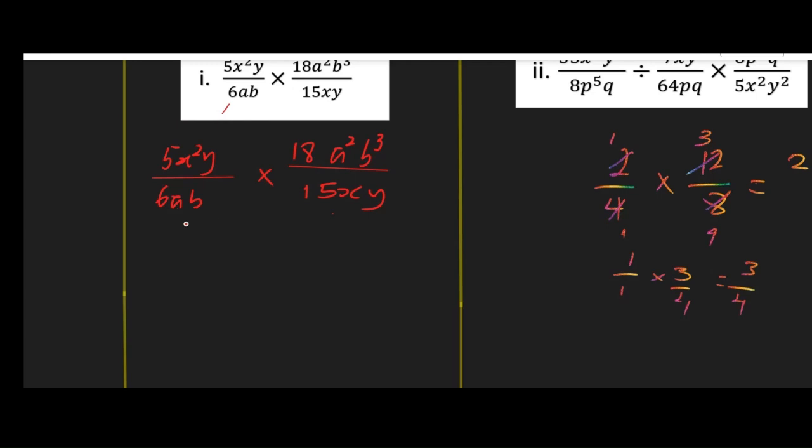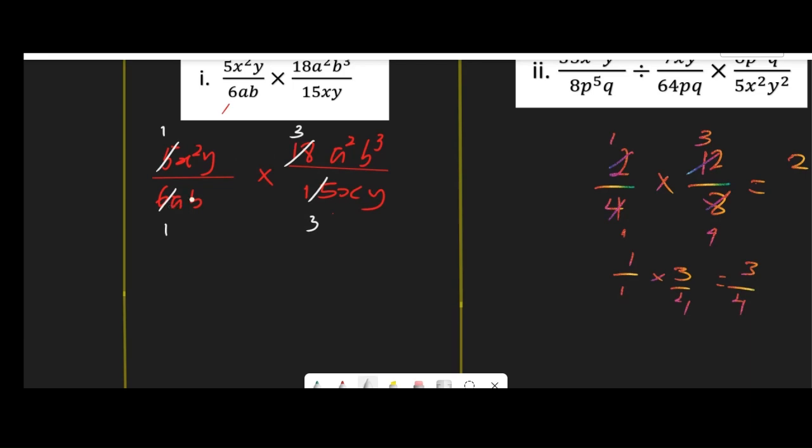Here I don't think it is possible. 5 cannot go into 6, and for 18 and 15, maybe you can use 3, but that's not what I'm going to do here. I will just do cross cancellation, and that will be quite easier. So let's see how we cancel out. 5 goes into 5 one time, and it goes into 15 three times. And 6 goes into 6 one time, and 6 goes into 18 three times.